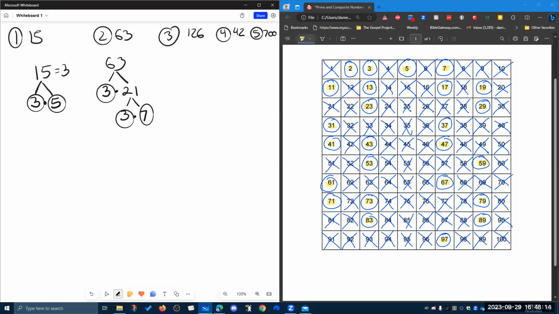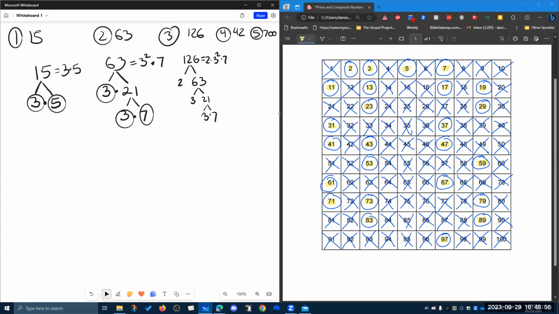So this one is 3 times 5. This one is equal to 3, and we've written exponents already at this point for repeated factors. So 3 squared times 7 is its prime factorization. Our next one is 126, and it's going to be 2 times 63, and we have 63 broken down already for us, was 3 times 21, which was 3 times 7. So this is 2 times 3 squared times 7.